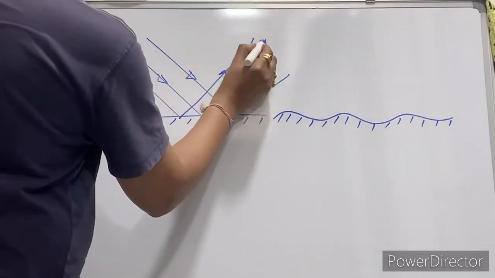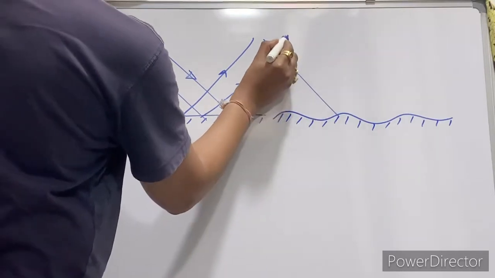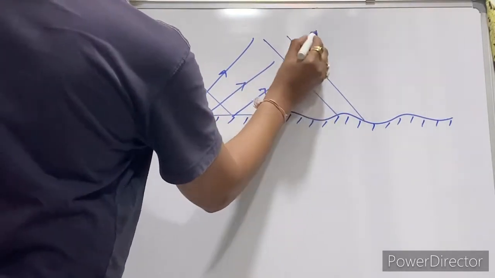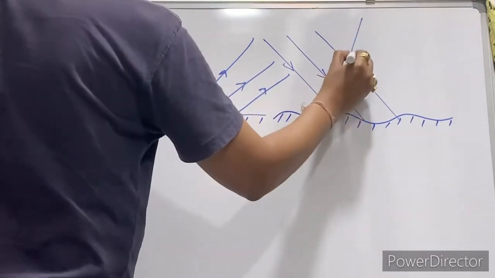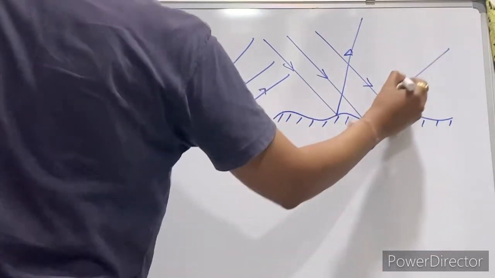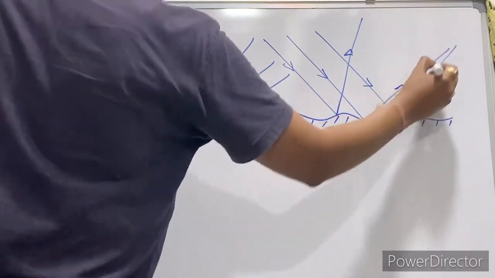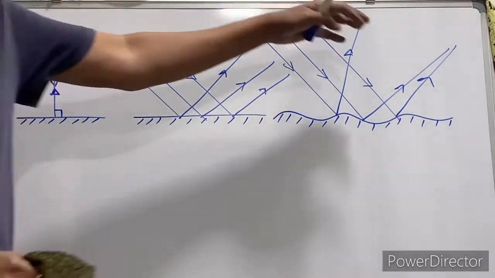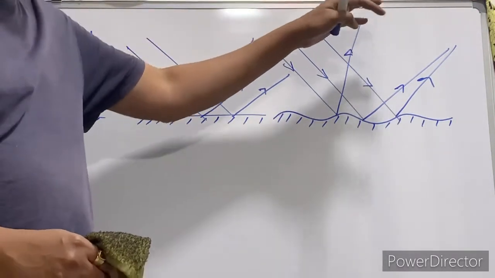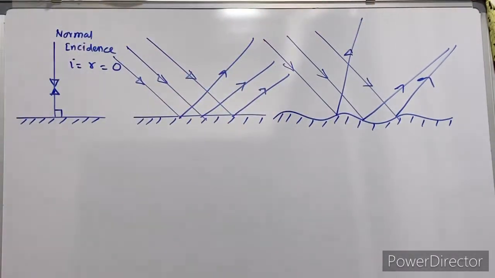But suppose this is my first incident ray, this is the second, and this is the third incident ray, and the light gets reflected back like this. So over here the light obtained will be diffuse light. This light gets scattered in all possible directions. So the image formed over here will be from irregular reflection. A diffused image is obtained, right?